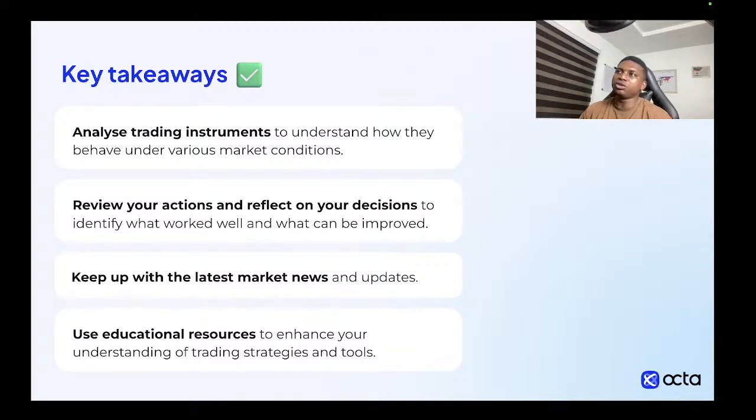Analyze trading instruments to understand how they behave under various market conditions. Review your actions and reflect on your decisions to identify what works and what you need to improve. So keep up with the latest market news. This is very important. It cannot be overemphasized. Keep up with the latest market news and use our educational resources.